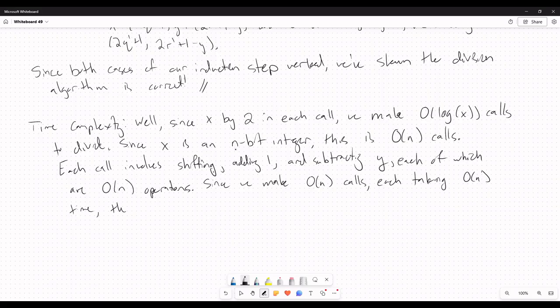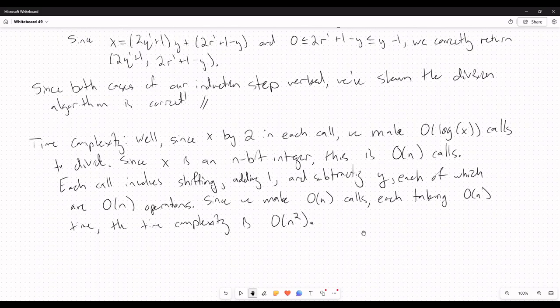the complexity, or the time complexity, or I'll say the runtime, I'll write time complexity, is going to be O(n squared). So there we have it. We have a big O n squared algorithm for dividing two integers and getting the quotient and remainder.